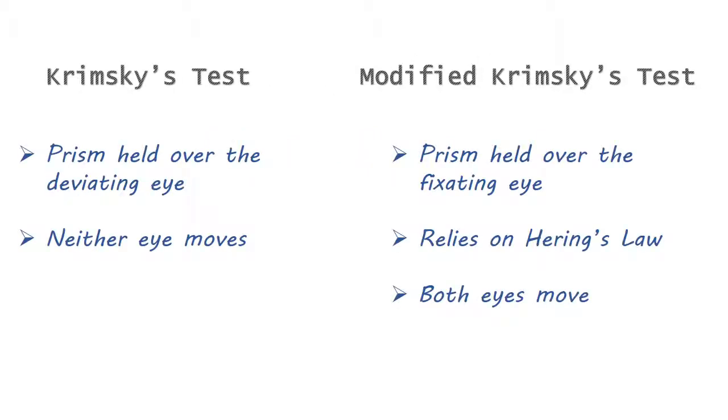The original Krimsky's test, where a prism is held over the deviated eye, but more common now is the modified Krimsky's test, where a prism is held over the fixating eye. We're going to start out with the modified Krimsky's, whereby the prism is held over the fixating eye, not the deviating eye. Now, this method relies on Hering's law. Remember, equal innervation. When a muscle in one eye is innervated, causing movement, its yoke muscle in the other eye also receives innervation to move, causing movement.